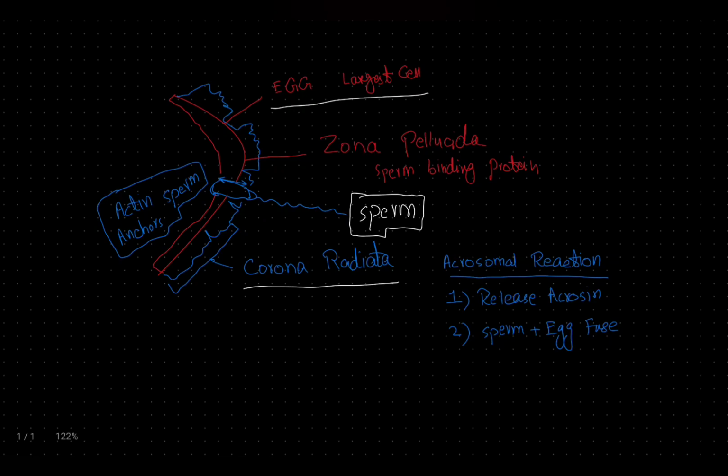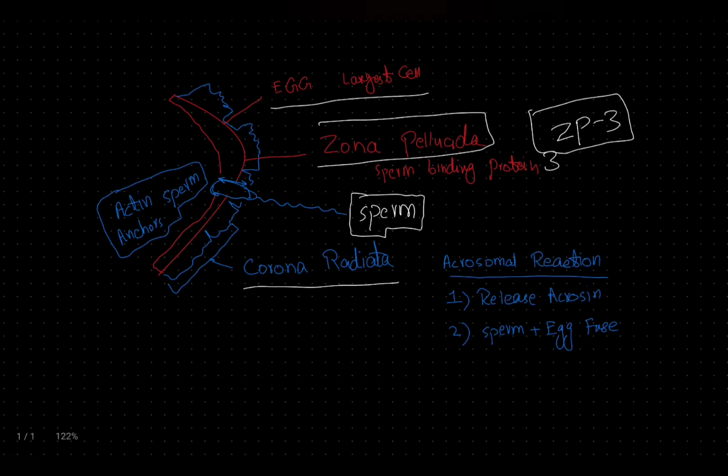Zona pellucida, or sperm binding protein 3, ZP3, is the other layer of the egg cell. The zona pellucida is a jelly-like layer of the egg. It is an extracellular matrix of glycoprotein. The zona pellucida is made up of glycoprotein, and these blue lines are the corona radiata, the outer coverings of the egg. The corona radiata are follicular cells.